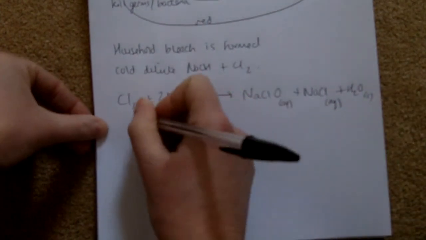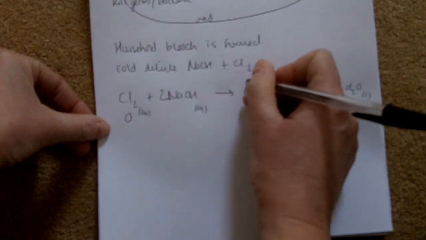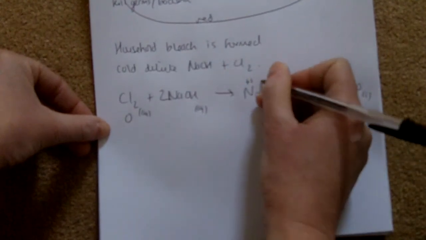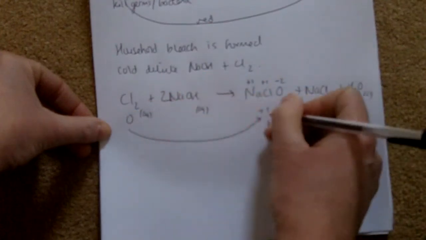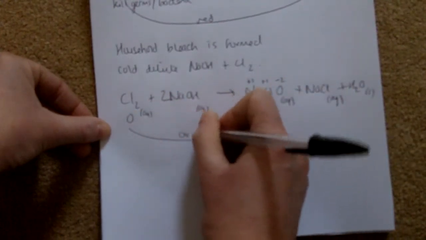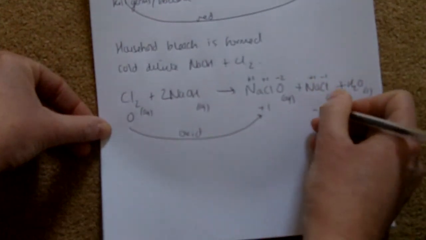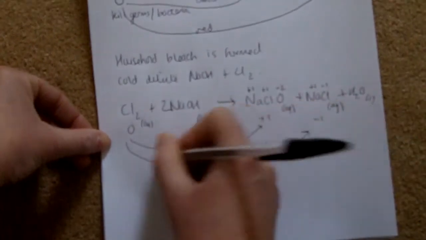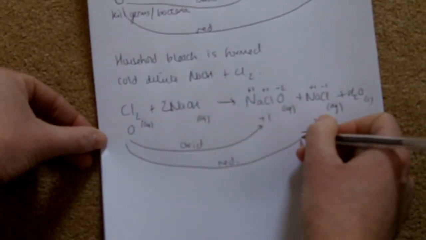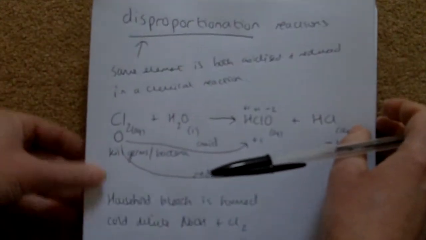Here chlorine is 0. Oxygen is -2, sodium is +1, so chlorine is +1. The oxidation number has increased, so that's oxidation. In sodium chloride, sodium is +1, so chlorine is -1. That is reduction because the oxidation number has decreased. And that's another example of disproportionation.